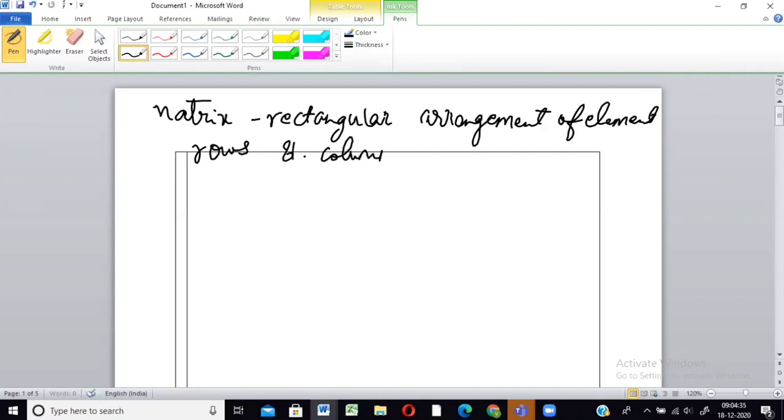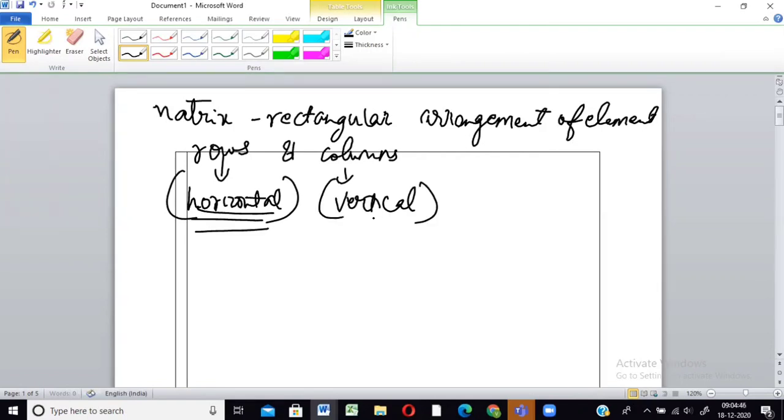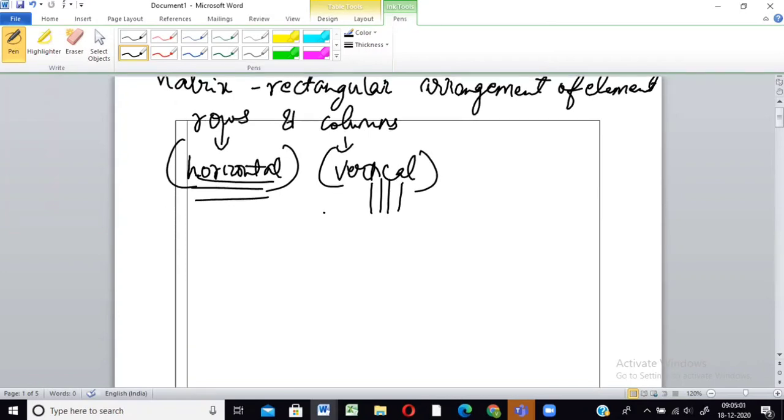What are rows and what are columns? Rows are nothing but the horizontal ones. Columns are the vertical ones. Okay. Horizontal means sleeping, sleeping, sleeping. Vertical means standing, standing, standing. So the columns are the numbers which are written in the vertical form, and the rows are the ones that are written in the horizontal form, or the sleeping lines. All right.